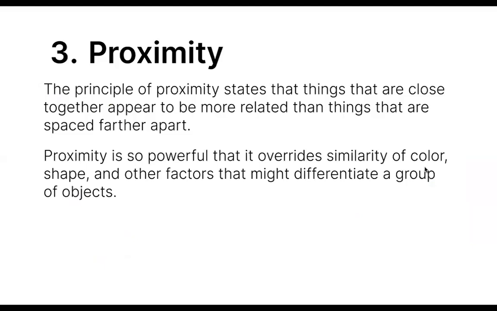So another principle is the principle of proximity. The principle of proximity states that things that are close together appear to be more related than things that are spaced farther apart. Proximity is powerful and it overrides similarity, color and shape. It is a more powerful visual principle, a more powerful bias than similarity, color, shape, and other factors that differentiate a group.